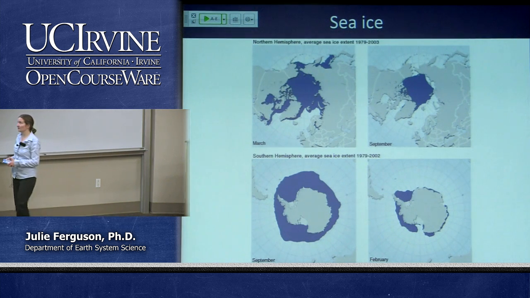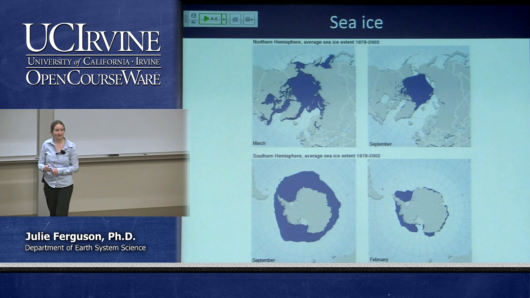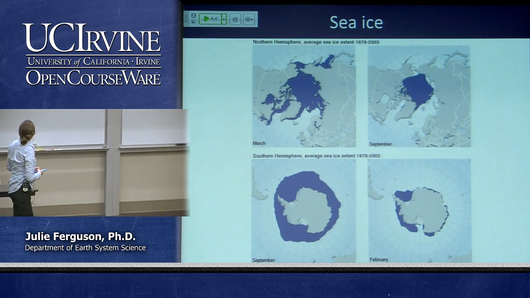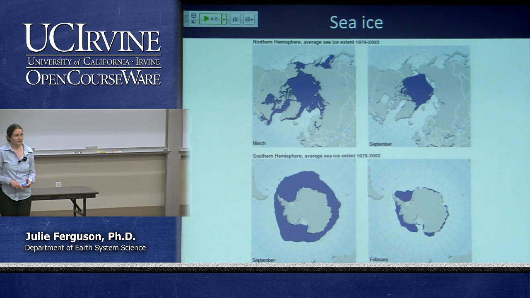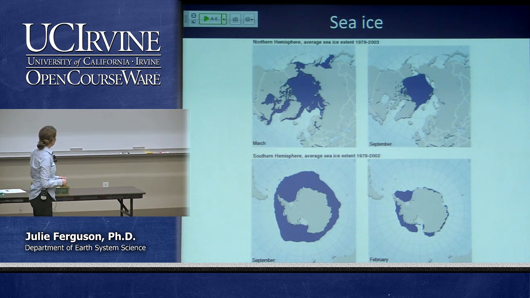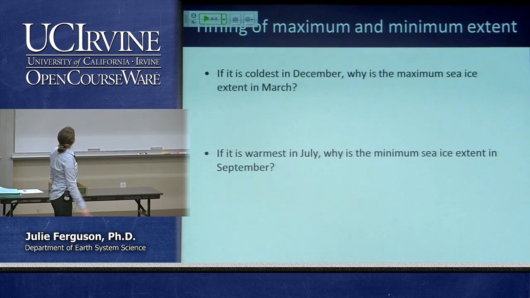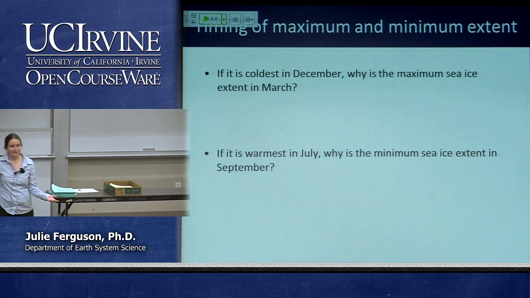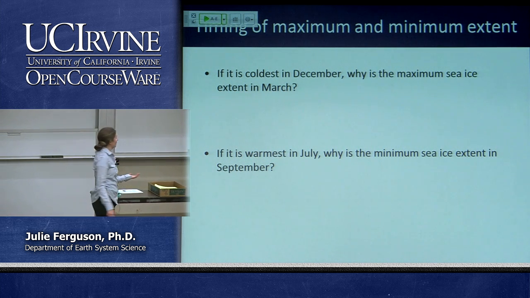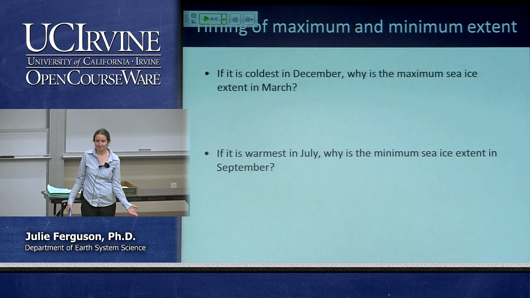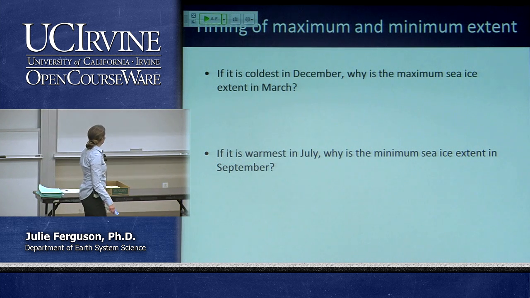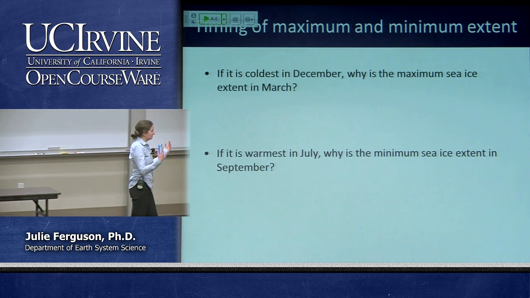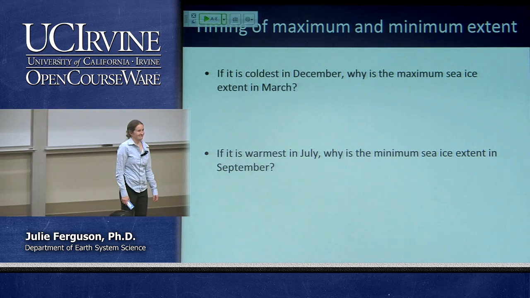Okay, so here is sort of coming back to those images I showed you right at the beginning. And my question for you is, I'm showing you here March and September for the Arctic, and September and February for the Antarctic. But why? If it's coldest in December, why do we see the maximum sea ice extent in March, when it's spring? And if it's warmest in July, why is the minimum sea ice extent defined in September? Why do you think?